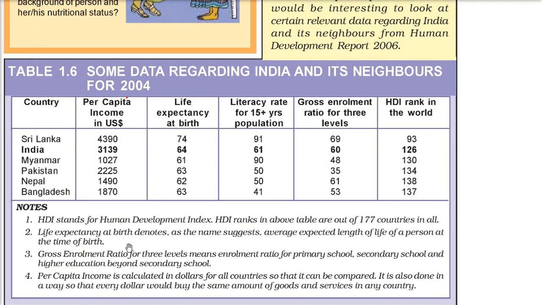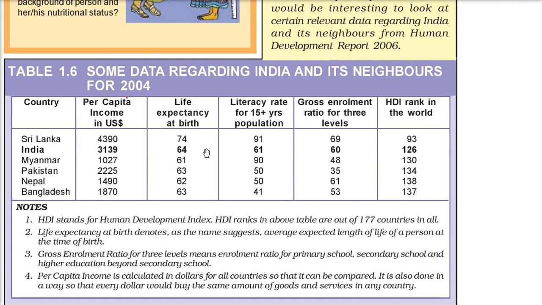The life expectancy at birth means how long a person is going to survive. As the name suggests, it is the average expected length of life of a person, how long he is going to be able to survive from the time of birth. Now the gross enrollment ratio of 3 levels means the ratio for primary schooling, then secondary schooling, and then higher education beyond the secondary level. This is the gross enrollment ratio: how many students enroll at each level.